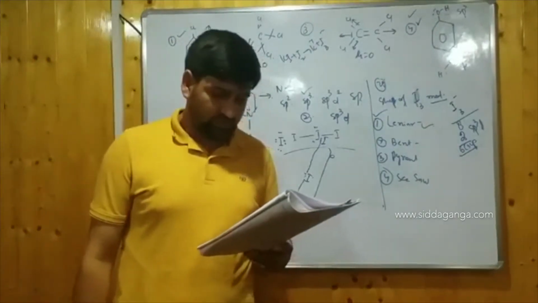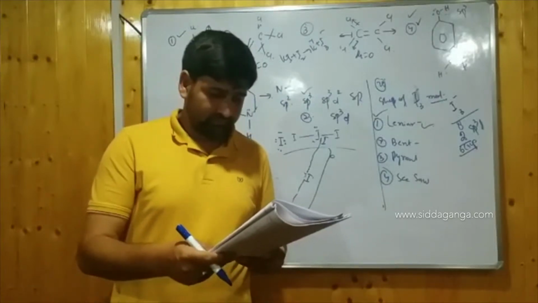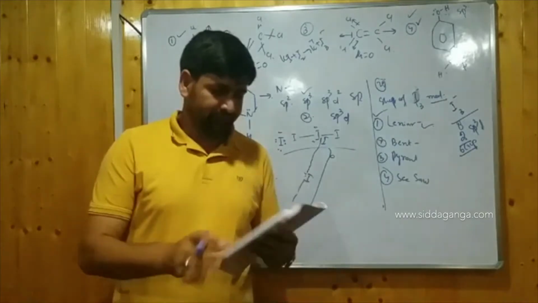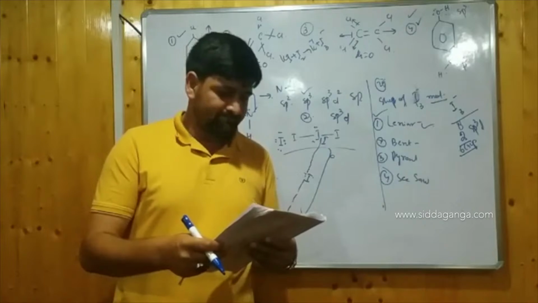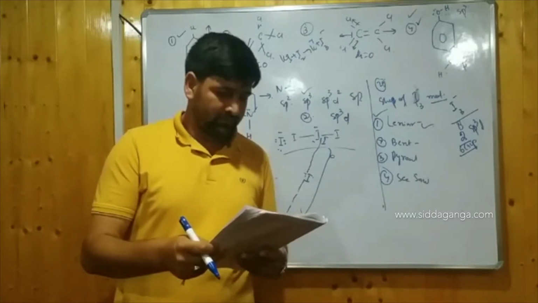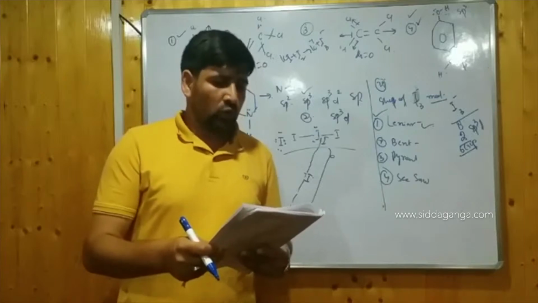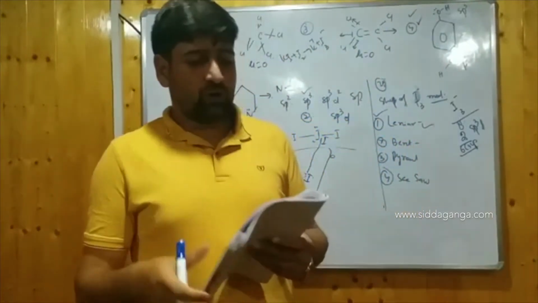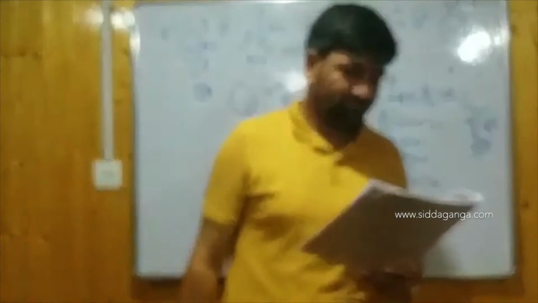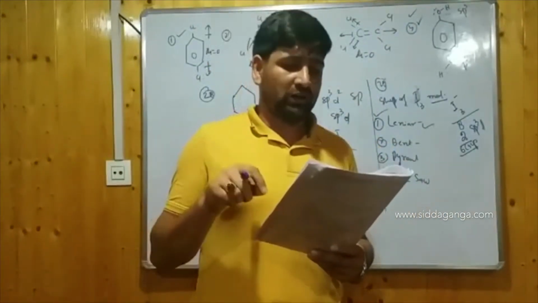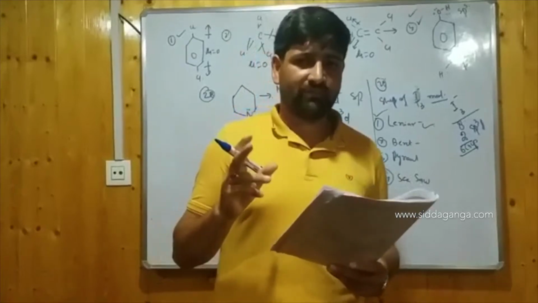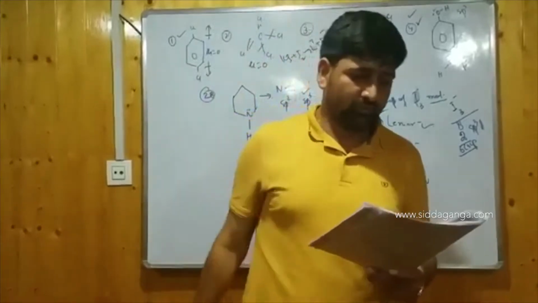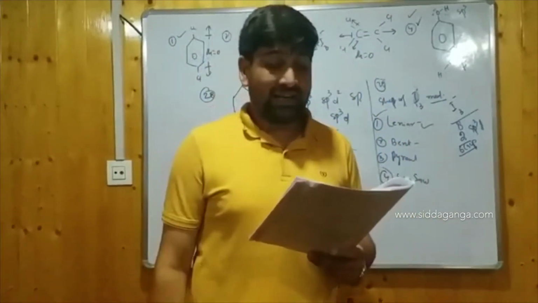I'll just take some typical questions now. Which of the following is not a correct statement? Number 1, multiple bonds are always shorter than corresponding single bonds. This is correct, because a double bond or triple bond is shorter than a single bond. This is the correct option. Option 2, the electron deficient molecules can act as Lewis acids.